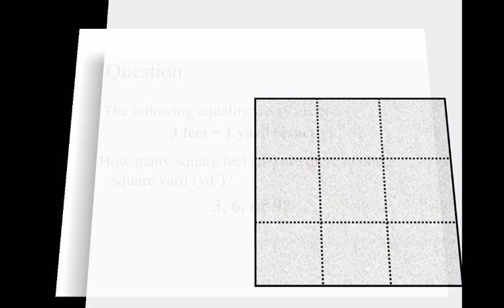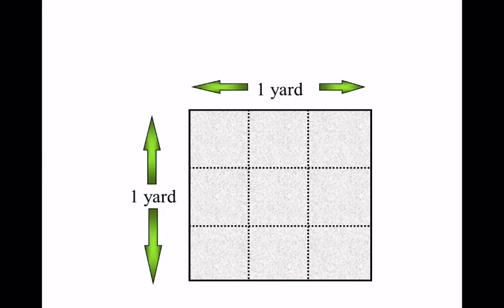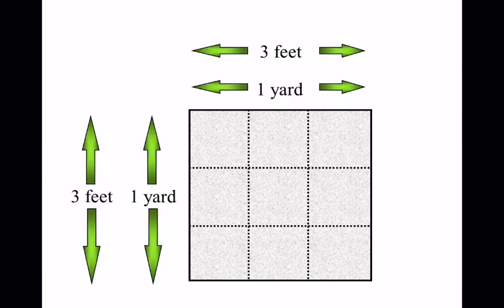And the next slide kind of tells you. So 1 square yard would be 1 yard by 1 yard. So it's 3 feet by 3 feet, and you end up with actually 9 square feet. So we're going to do that same problem, kind of factor label. So 1 square yard is 9 square feet, because each one of those boxes is a square foot.